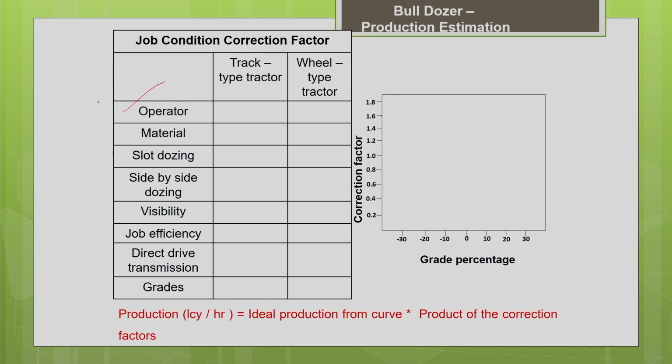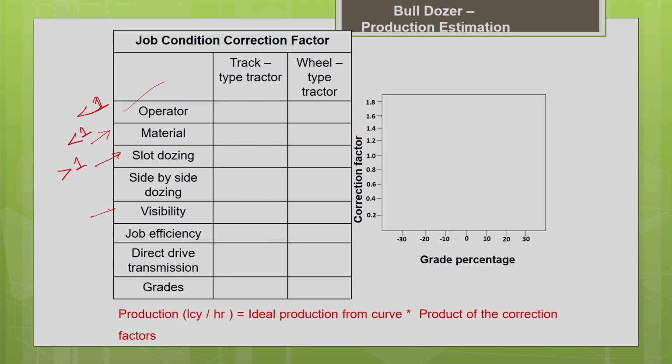So your correction factor is going to be less than 1, because it is average skill, it is going to reduce your productivity. Similarly, the material type is non-cohesive silty sand in the problem we have discussed. So that will definitely reduce the productivity. So the correction factor is going to be less than 1. Slot dozing, you have adopted the slot dozing method in your problem. That will help to increase the productivity. So your correction factor is going to be greater than 1.